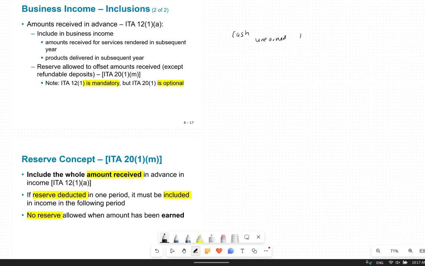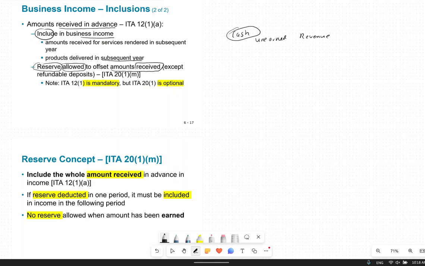That's what we do from the accounting perspective. From the income tax perspective, the amount received in advance is included in the business income, even though the products are delivered or the service is provided in the subsequent year. So now you will be allowed a reserve, to offset the amount that you received. So we received money, but we haven't earned this revenue.